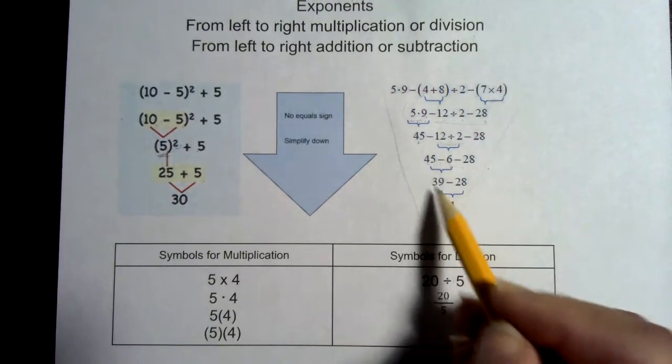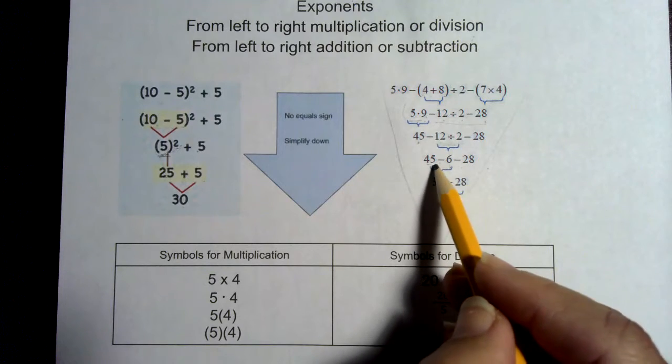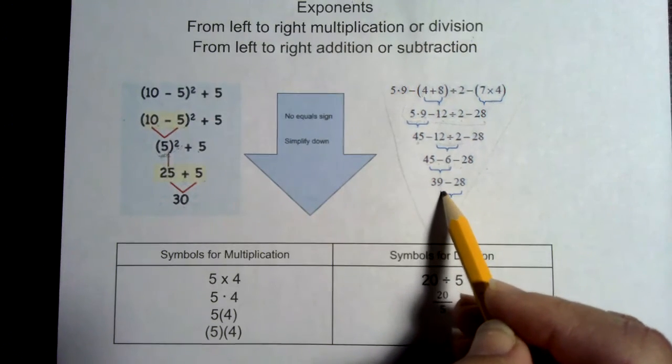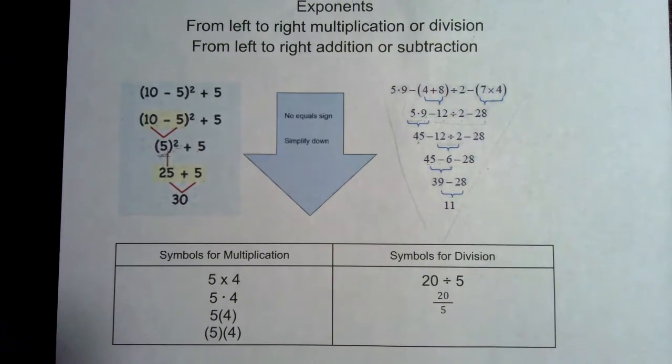Now there's only subtraction, so I'm going from left to right. 45 minus 6 is 39. 39 minus 28 is 11.